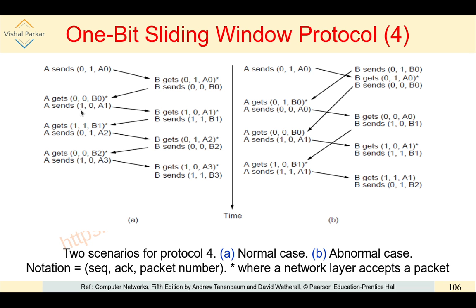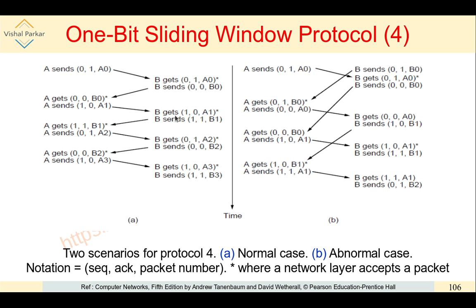After that, A sends a next frame, new frame with next sequence number after 0, 1, and it has just received a frame with sequence number 0 from B. That's why it is given as the acknowledgement field, and the next packet is there. That's why the next number A1.